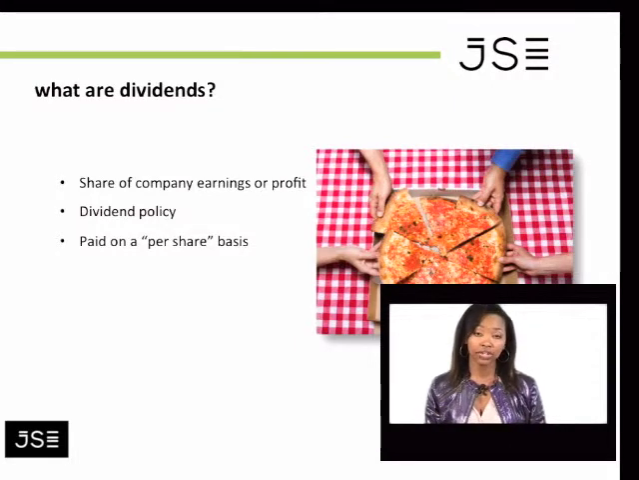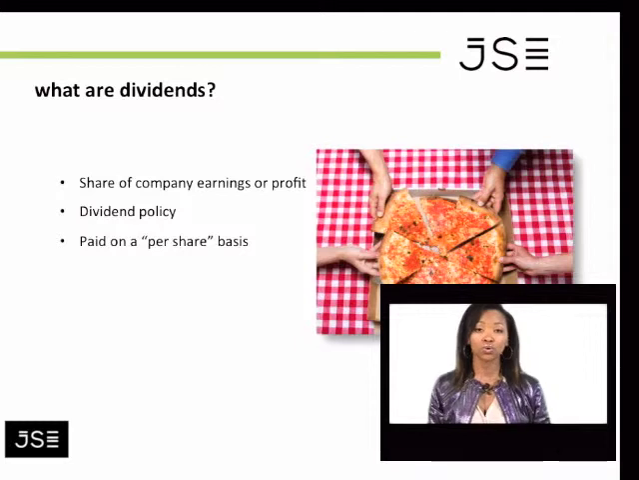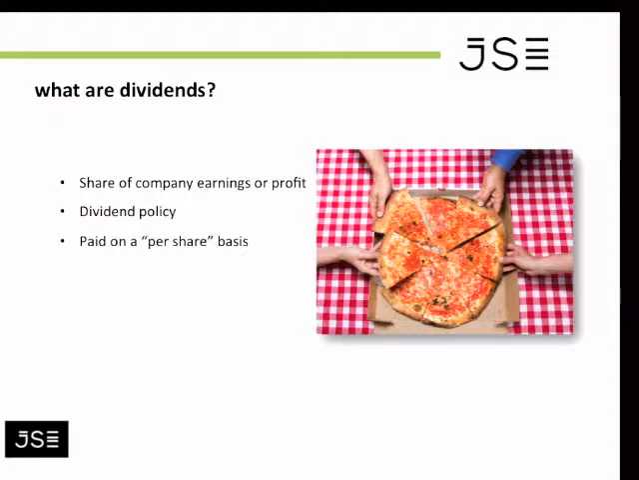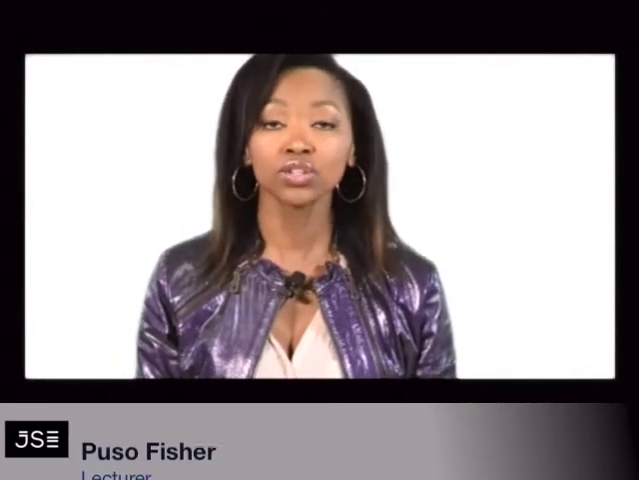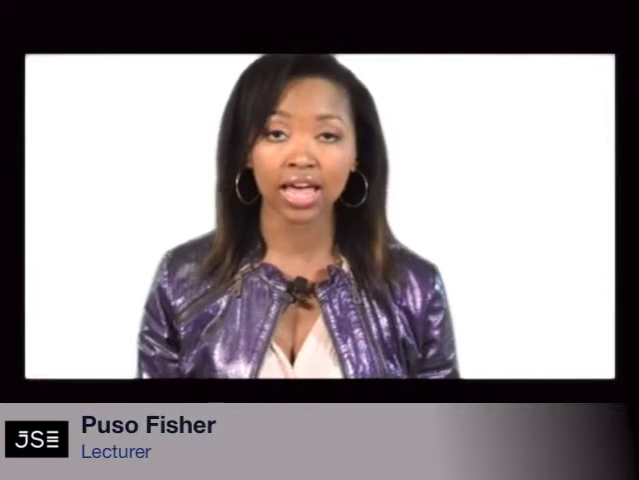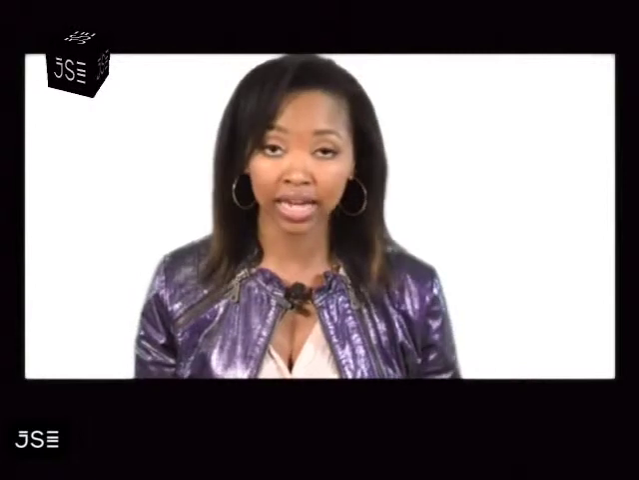Now, dividends are paid on a per share basis. So if a company declares that they're going to be paying a dividend of 1 Rand per share, it means that for every share that you hold, you'll be earning 1 Rand. So if you're holding 20 shares and the company declares a dividend of 1 Rand, it means then you'll be getting 20 Rands, because it's 1 Rand for every share. And if you own 1 million shares in the company and they declare a dividend of 1 Rand, then you'll be getting 1 million Rand in dividends. Wouldn't that be wonderful?